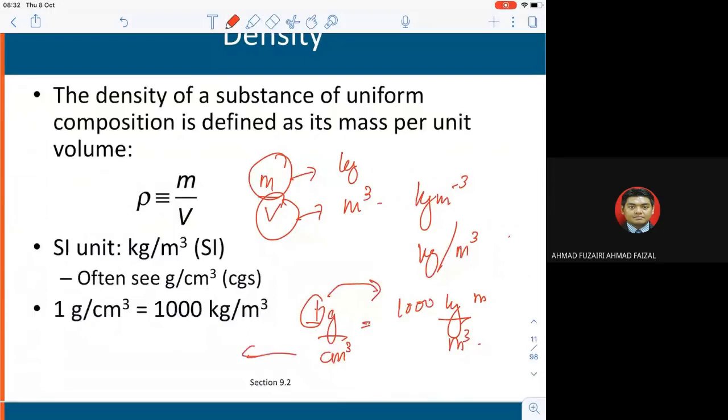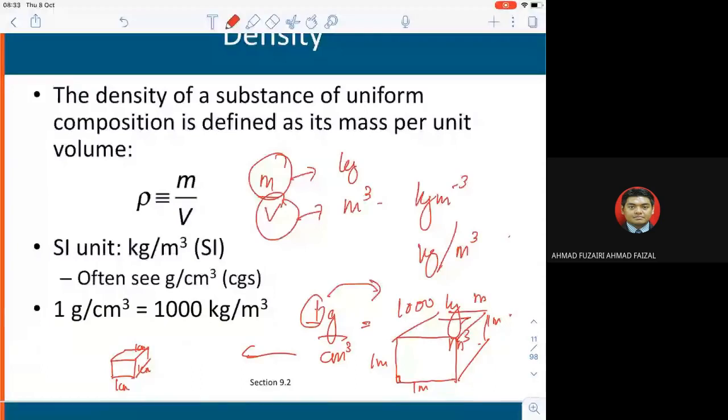A centimeter cubed is 1 centimeter times 1 centimeter times 1 centimeter. And how about 1 meter cubed? It is 1 meter times 1 meter times 1 meter, so it becomes 1 meter cubed. Can you fit 1 centimeter in 1 meter? Yes, it is 0.01, a very small value. So we can imagine that the difference between centimeter cubed and meter cubed is the size.